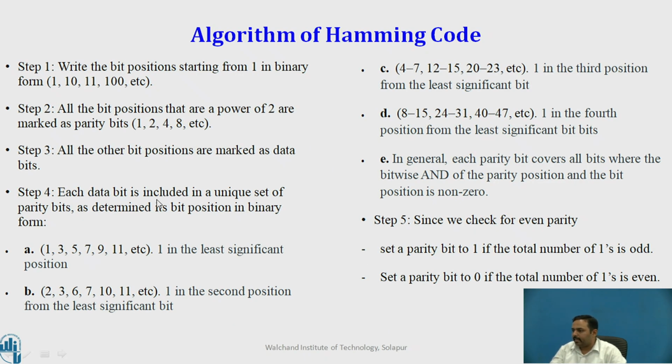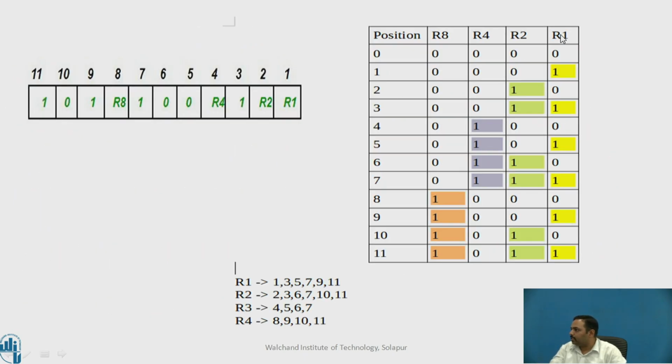Step 4: each data bit is included in a unique set of parity bits, as determined by its bit position in binary form. There are many unique sets. First set, 1 in the least significant position. For R1, whenever 1 comes in the least significant position, those are the combinations: 1, 3, 5, 7, 9, 11. All of these are the R1 set.